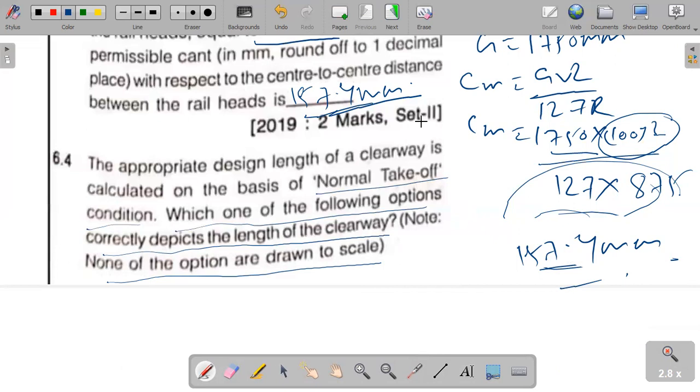So till then, do a lot more questions, do a lot of practice of GATE examination previous year questions, and till then, take care.